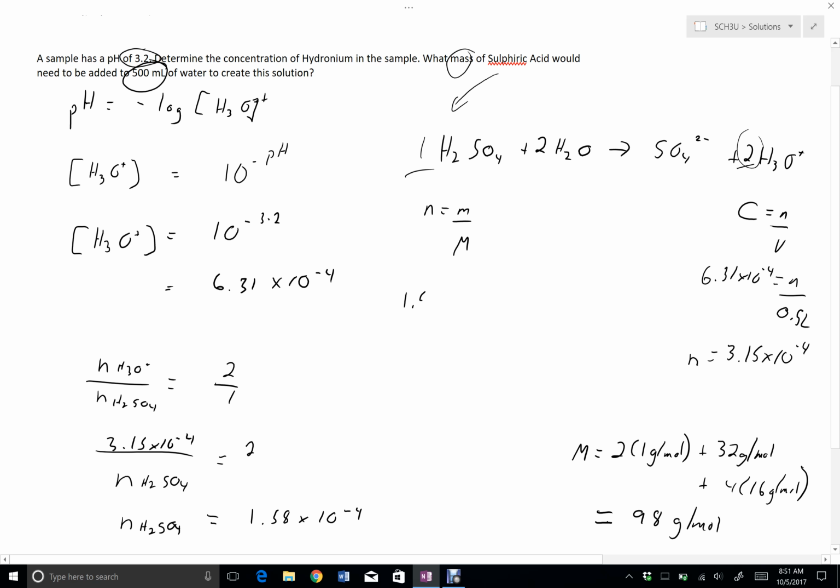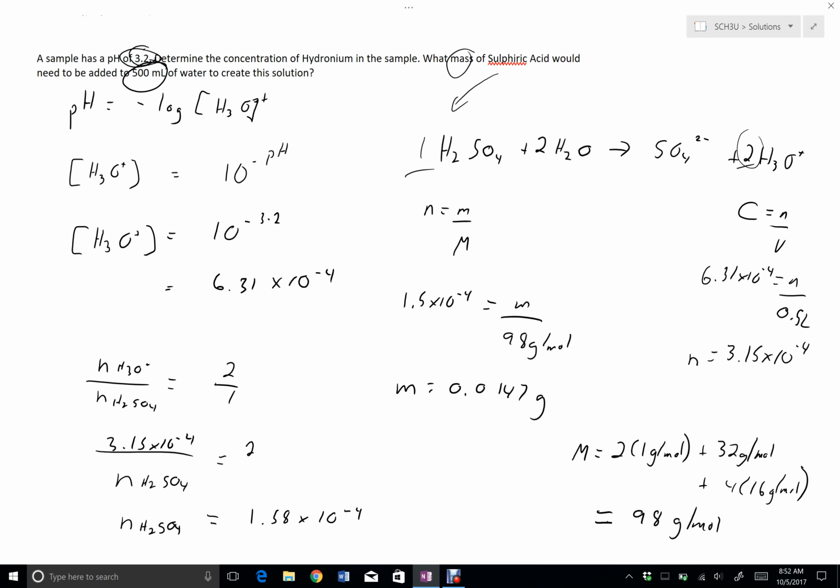So 1.58 times 10 to the negative 4 moles of that, times the molar mass of 98 grams per mole. And I get a mass of, that was supposed to be an M. Let's try that again. A mass of 0.0147 grams of sulfuric acid that would actually be required to make my 3.2 pH solution of 500 milliliters of sulfuric acid.